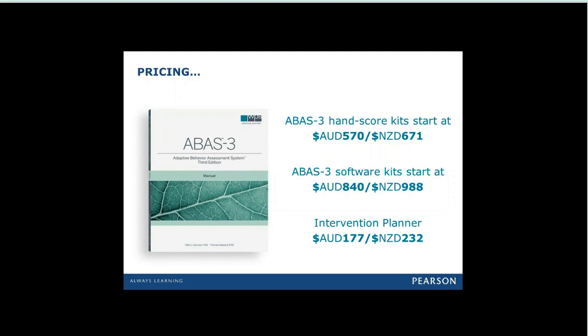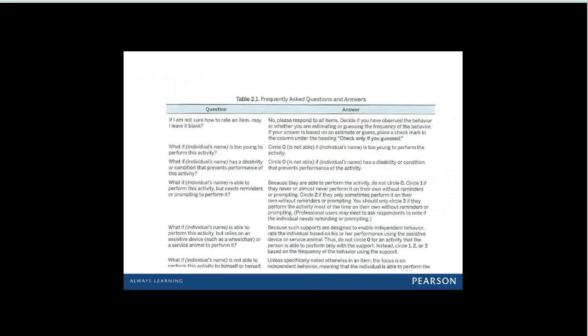So in addition to the FAQs that I'll send out, or that our marketing team will send out along with the handouts for this particular webinar, there is also an FAQ section in the ABAS 3 manual. So table 2.1 does have some frequently asked questions and answers in there. So hopefully combining those, and we will do a couple of live questions if there are any, but if you have both of those together, that should hopefully answer any questions that might come up in relation to the ABAS 3.